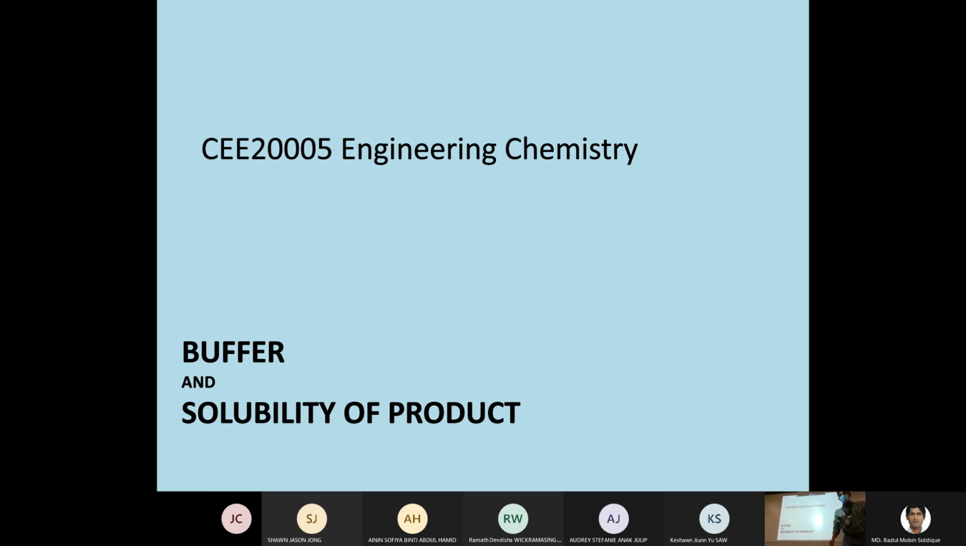Okay. So what is the solubility of the product? Later we'll see it, so that is our aim for today.